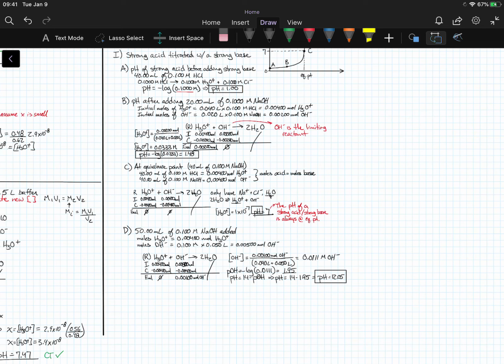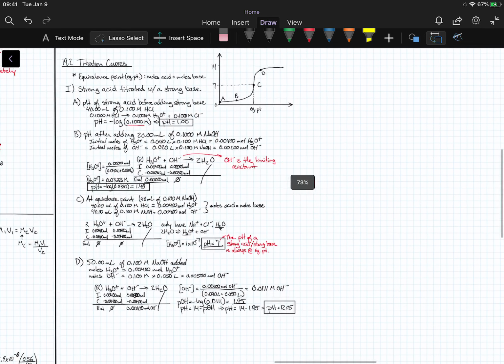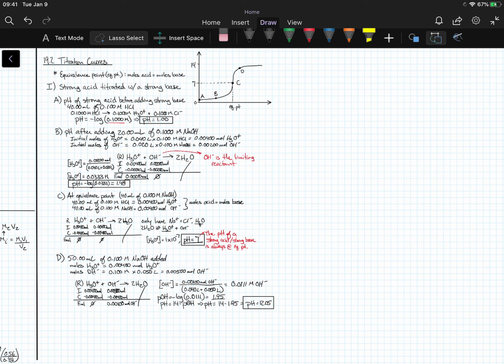So that's part one, the strong acid, strong base. I'm breaking this up into 3 parts, so the next one will be a weak acid with a strong base, part 2. That'll be in a separate video because these get fairly long, as you can see.